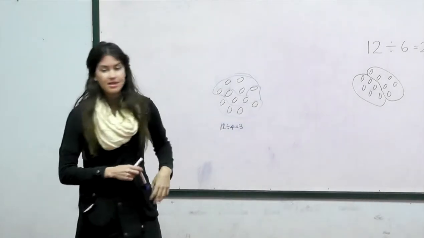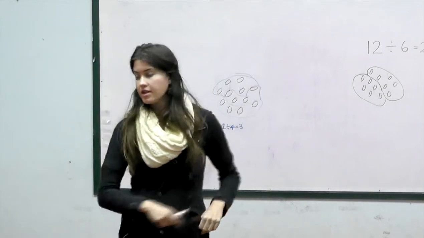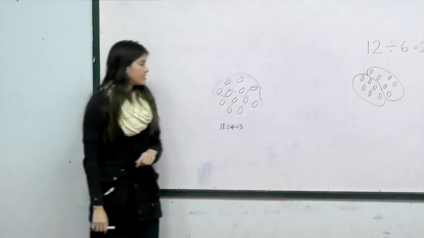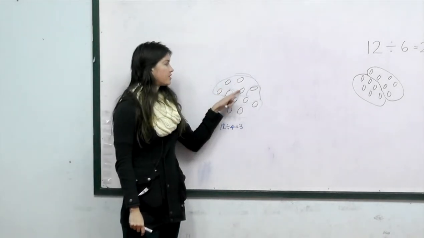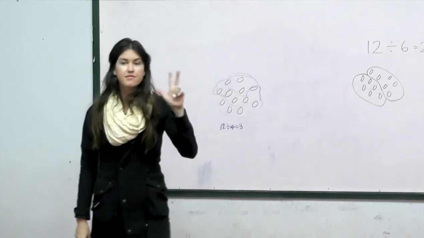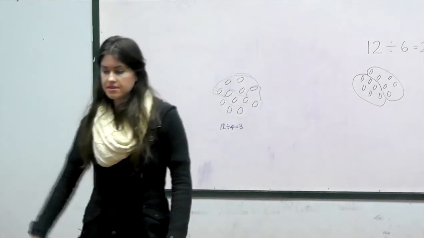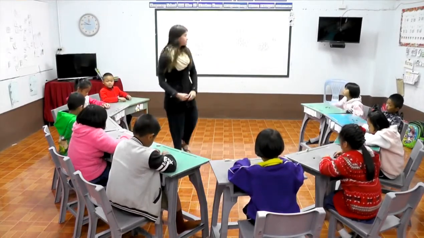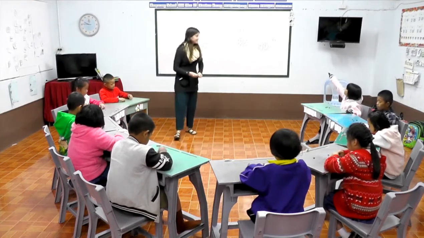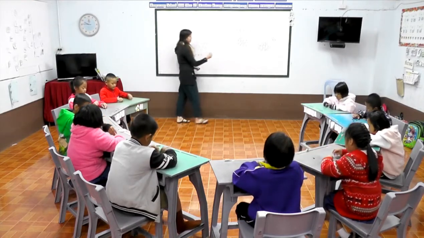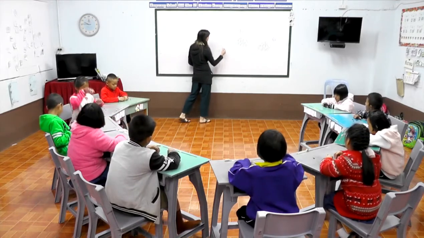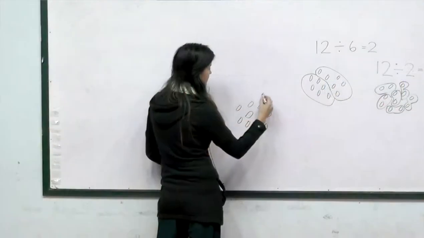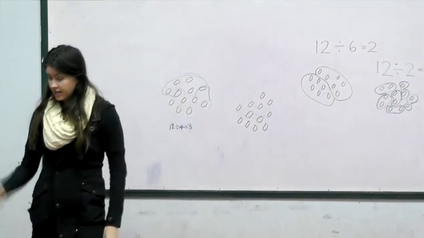Thank you very much. Let's do one more with your beans. Now you're going to show me groups of 3. So this is groups of 4. Make groups of 3 with your beans. Everybody make groups of 3 with your beans. Groups of 3. Very nice, my friend.